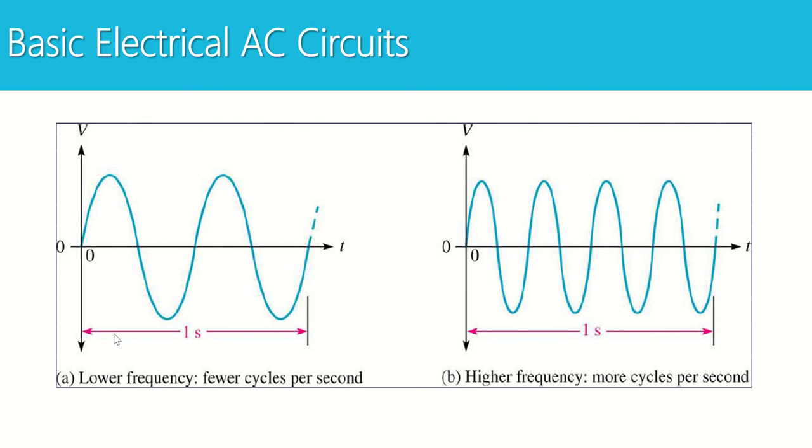2 cycles per second. In the same second that passes, the circuit on the right is showing 1, 2, 3, 4 cycles per second. So this is an example of a higher frequency, where you have more cycles happening over the same amount of time compared to a circuit with a lower frequency, which has fewer cycles over the same amount of time.